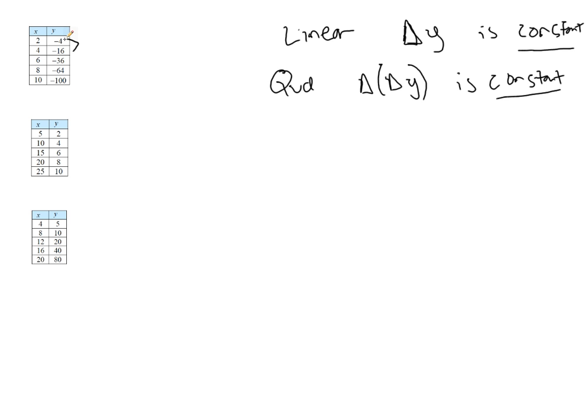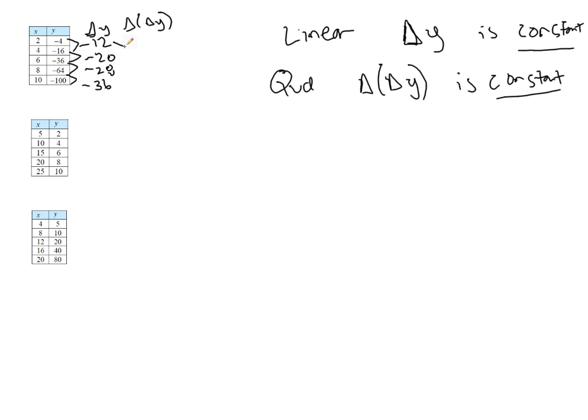So in this case, it goes from -4 to -16, so the output drops by 12. -16 to -36, that's a drop of 20. -36 to -64, that's a drop of, let's see, that would be 28, I believe. And this would be a drop of 36. Okay, so these obviously aren't constant. These are the change in the y's. So next we would want to check the change in the change in the y's.